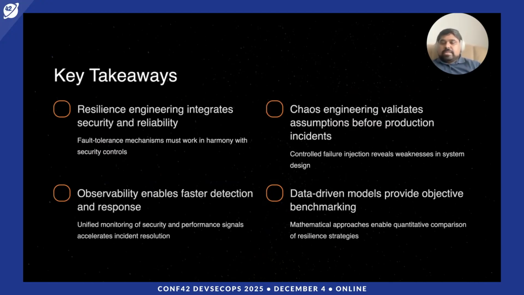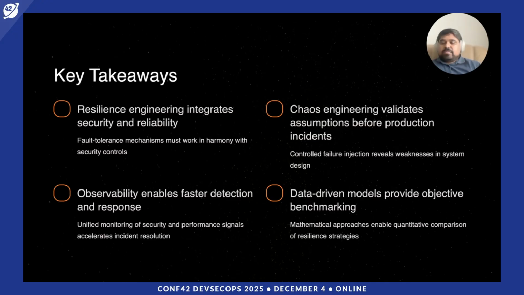The key takeaways. Takeaway 1: resilience engineering integrates security and reliability. Fault tolerance mechanisms must work in harmony with security controls. Don't plan resilience and security separately. They must work together, or the same mechanisms can be exploited in a DDoS attack. Keep the circuit opening and it will keep on opening. Monitoring whether the circuit opening pattern is suspicious is very important.